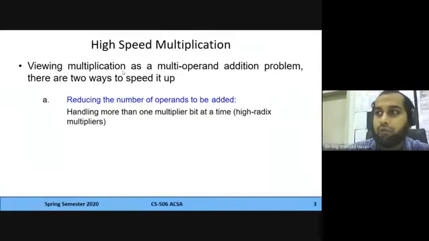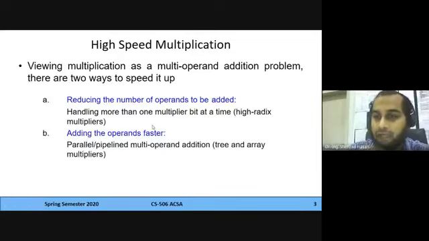So one option to speed up the multiplication process is to reduce the number of operands to be added, right? So the number of steps or number of operands to be added. This is as if you are going to handle more than one multiplier bit at a time, go for higher bases. The other thing that you can do is add the operands faster. Okay, so if you want to speed up the multiplication process, you can go for any one of these schemes, and this is going to make the multiplication a little faster.